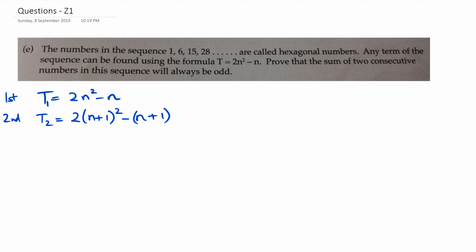I'm going to show you on the side what this question is actually talking about. If I put n equals 1, I get 2 times 1 squared minus 1. 2 times 1 is 2, 2 minus 1 is 1. So when n equals 1, the first term is 1. If n equals 2, I get 2 times 2 squared minus 2, which is 8 minus 2, which is 6. So you can see where that 6 is coming from, and the 1 is coming from here.